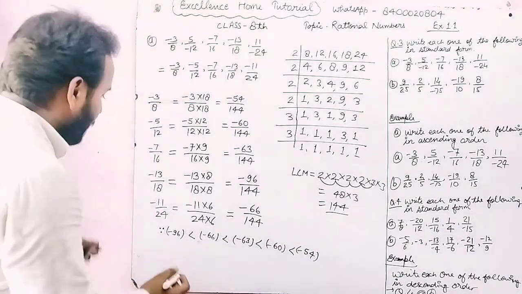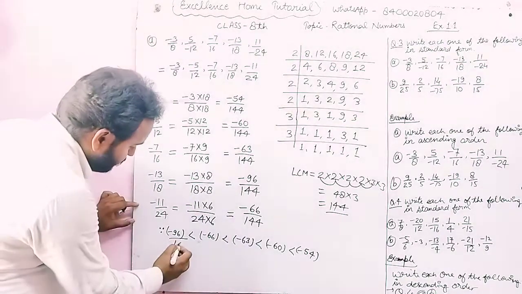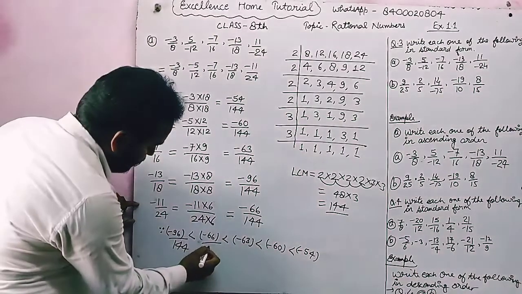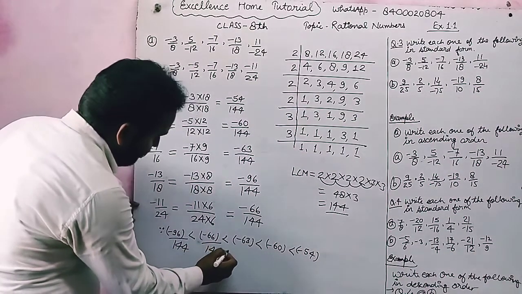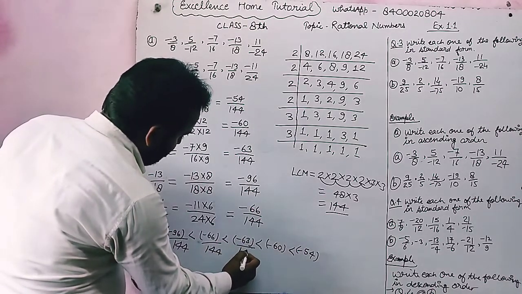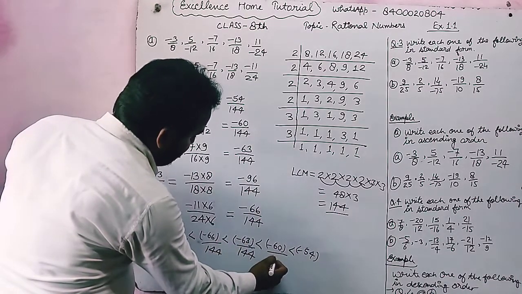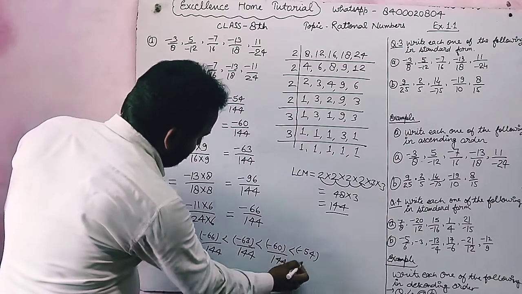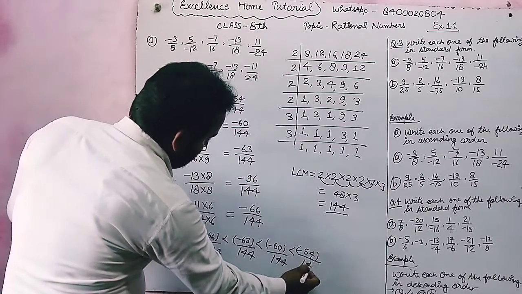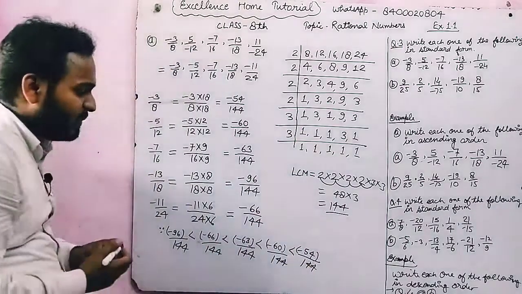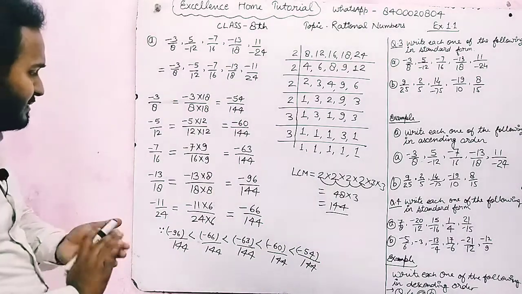You can use upon 144 also. So don't worry about it. You can use 144 in the denominator because all denominators are equal. Okay. So the answer is this.